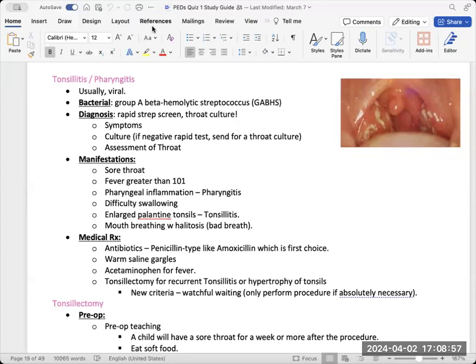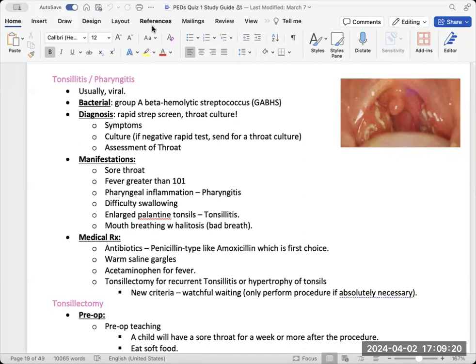And if the rapid test is negative, we're going to send for a throat culture just to make sure we rule out all our bases, right? Because sometimes it can come back negative, but it's a false negative. So we're going to do a rapid test and a throat culture to see if there's bacteria present. And the assessment of the throat, as I said, is going to be a huge indicator of what's going on, as well as their symptoms.